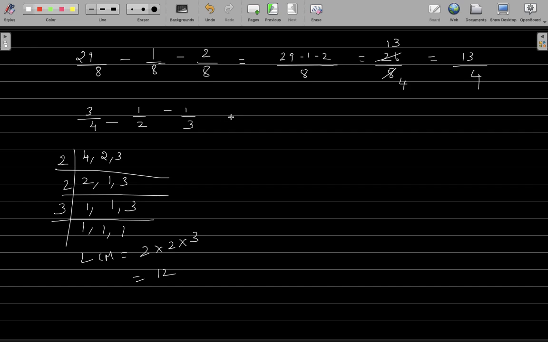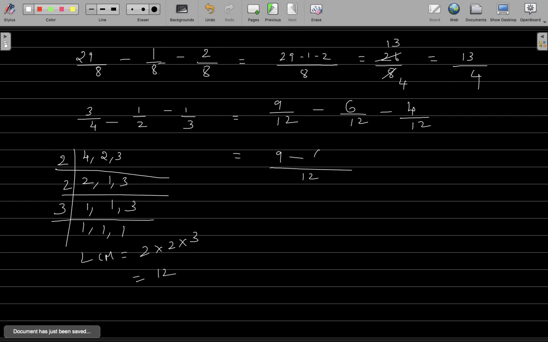Now I want to convert these into like fractions. Because I have 4 here, 4 times 3 gives me 12. So 3 by 4 will be 9 by 12. Minus 2 times 6 gives me 12. So multiply numerator also with 6. That will be 6 by 12. Minus 3 times 4 gives me 12. So multiply numerator also with 4. That should give you 4 by 12. Right? So keep 12 as it is, that is the denominator. Subtract 9 minus 6 minus 4. 9 minus 6 is 3. 3 minus 4 is negative 1. So your answer is negative 1 by 12.